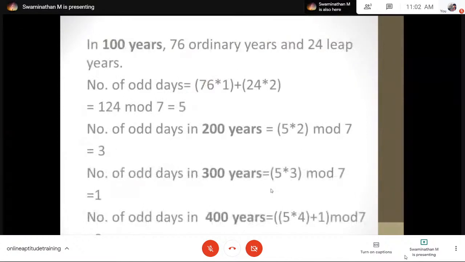The concept is mainly about odd days and leap years. That's it. You have to apply this in all types of problems. So from now on, we will see problems only. Tell me if you have any doubts. Please do tell in chat.